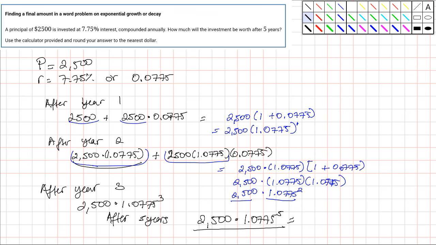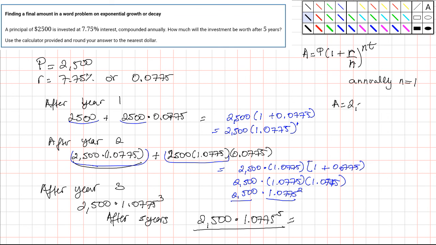Notice that for this, we could also use the compound interest formula, which is A equals P times 1 plus r over n, raised to the nt, where P is the principal, t is the term in years, and n is the number of times that it is compounded. So since it's compounded annually, then n equals 1. Now you notice that we can apply the formula here and we'll get the exact same thing.